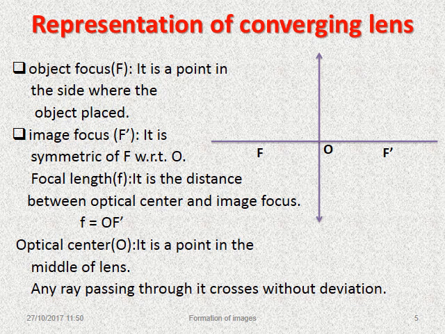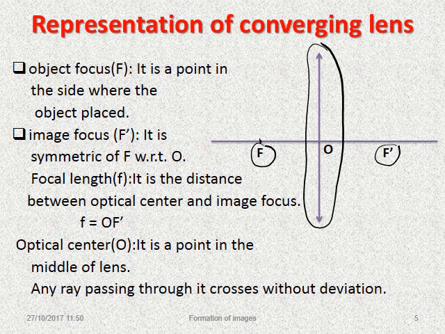Representation of converging lens. This is the symbol of converging lens. Object focus is a point on the side where the object can be placed. Image focus is the symmetric of F with respect to O. Focal length is the distance from O to F prime. Optical center is a point in the middle of the lens. Any ray passing through the optical center continues without deviation.